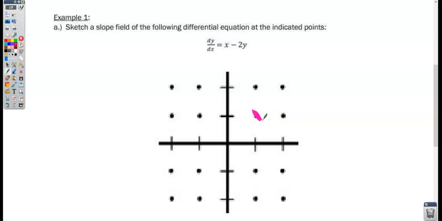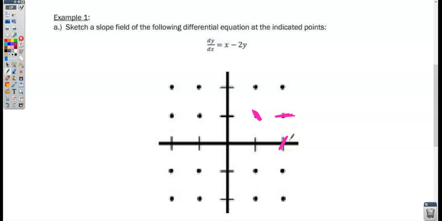And then I'm going to go to another point. Let's go over here to 2, 1. I put 2 in for x and 1 in for y, and I calculate and find that dy dx is 0. Okay, and I pick another point. Let's say I pick over here where x is 2 and y is 0. The slope is 2.